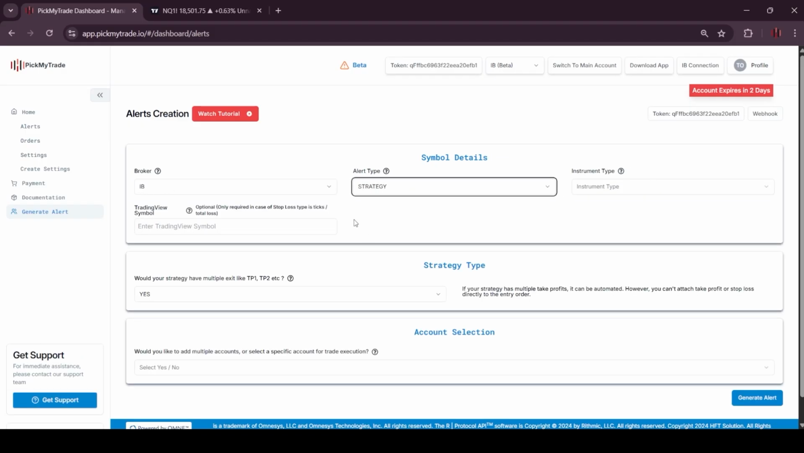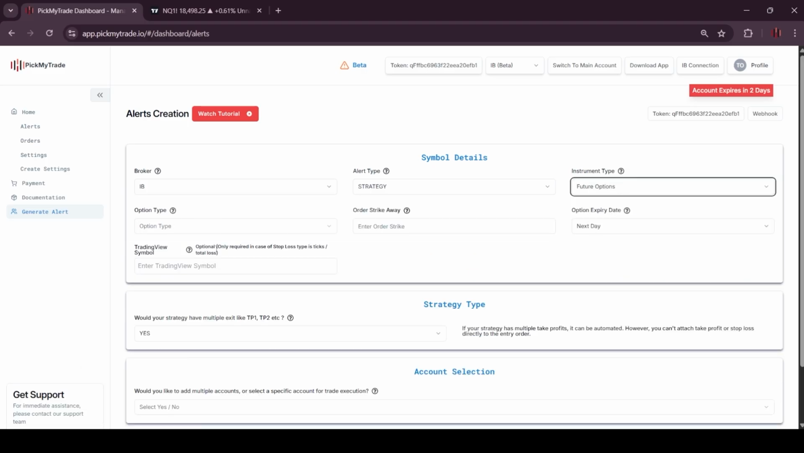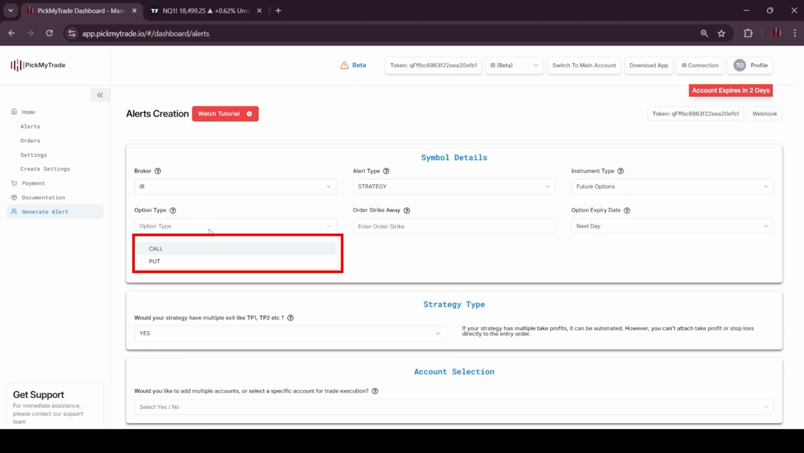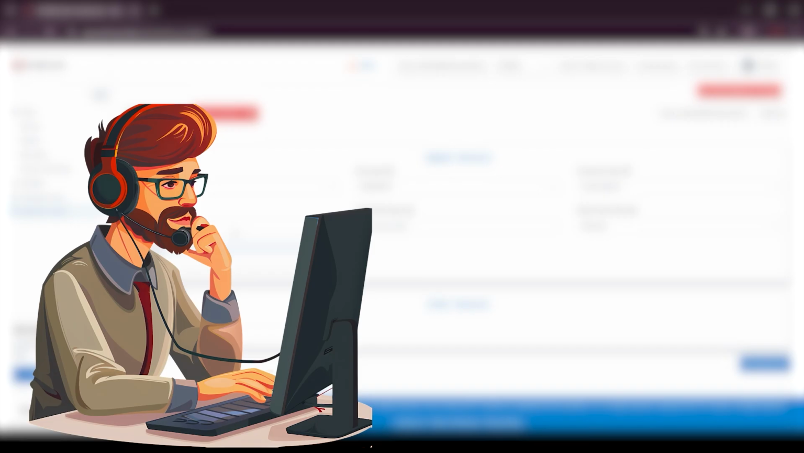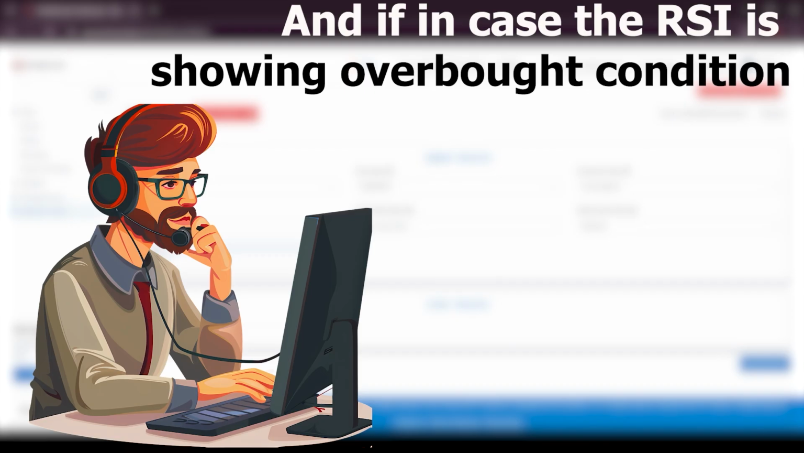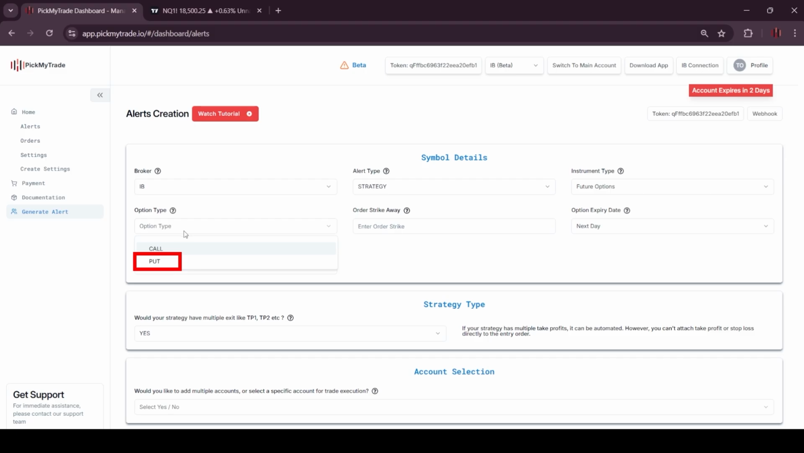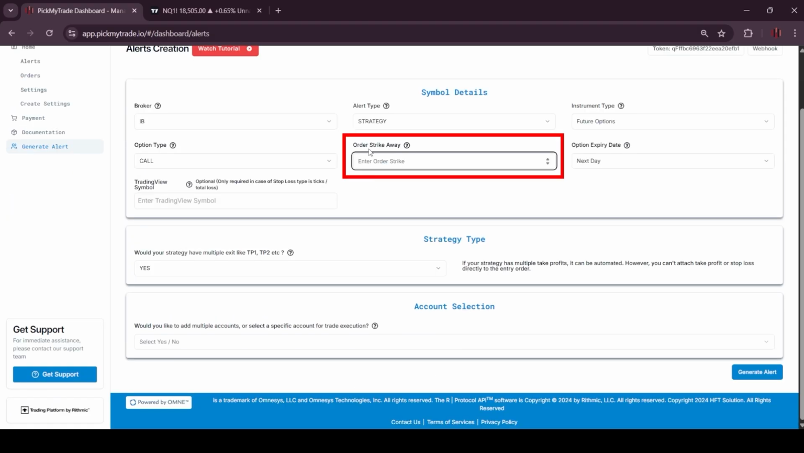In the alert section, I will select strategy. In instrument type, we will select future options. In the option type, we have two options, call and put. Let's understand them. For example, let's say RSI showing oversold condition and opportunity of market to go up. So here I will select call. And in case the RSI is showing an overbought condition, there is a condition for the market price to drop. Then I will select put. The next option we have is order a strike away.